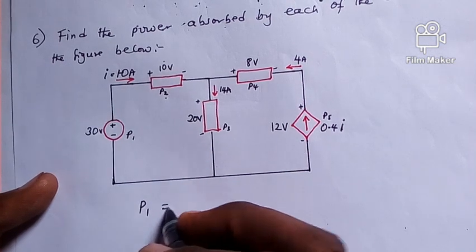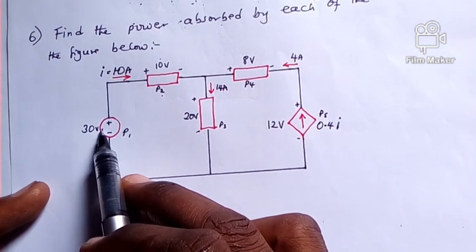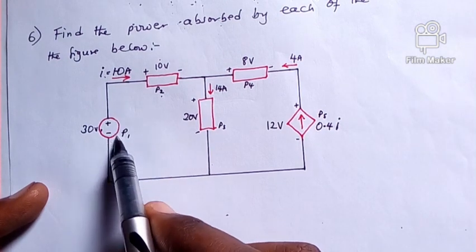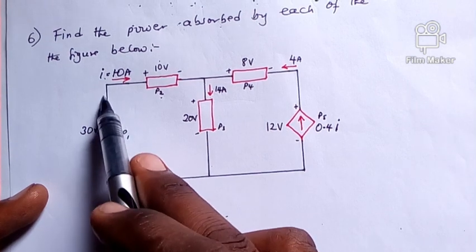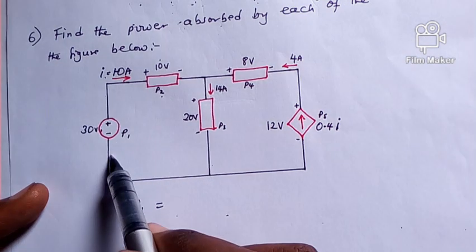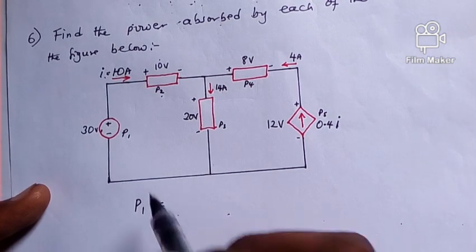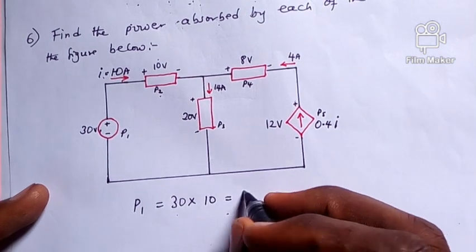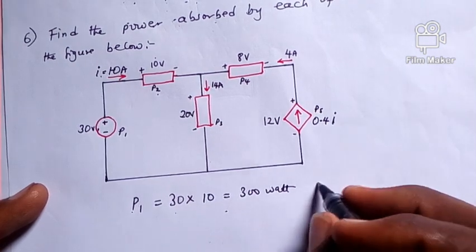So P1, we will say 30 volts. Let's find the current coming out from here. Notice that this current, if we trace the movement, you can see the arrow. The current actually moved away from the negative terminal to the positive terminal. So it's leaving from the positive terminal. So it means that the power is supplied because current is flowing from the negative to the positive. So the power that is supplied is 30 times 10, and that is 300 watts. And that is power 1 supplied.